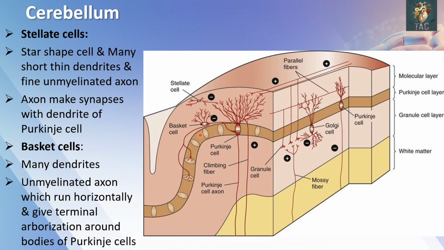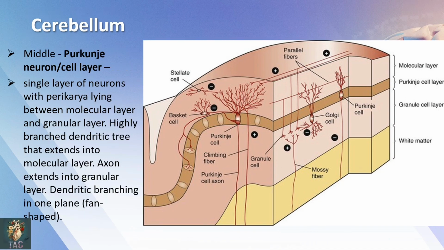Next cells are the basket cells. Here you can see the basket cells which are present. They have many dendrites and an unmyelinated axon, and this unmyelinated axon runs horizontally and gives terminal arborization around either the body of the Purkinje cells or the dendrites of the Purkinje cells. So these two types of cells, the stellate and the basket cells present in the molecular layer, their axons have arborization, and their axons have synapses with the dendrites of the Purkinje cells.